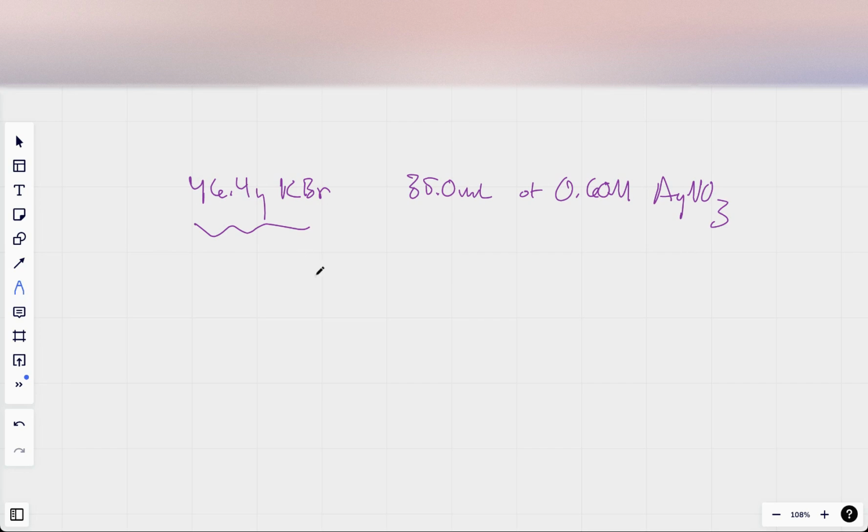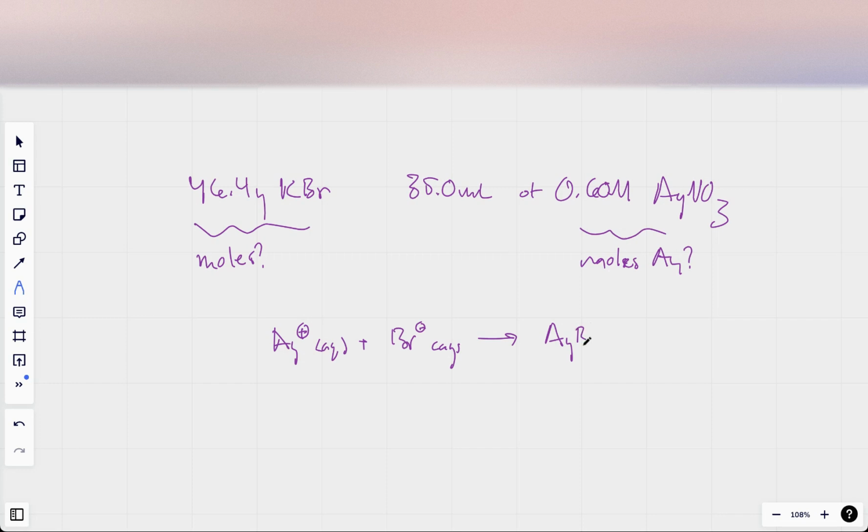So the first thing we need to do is figure out how many moles of potassium bromide we have. Right? And once we figure that out, we need to figure out how many moles of silver we have, because when silver ion in solution plus bromide ion in solution come together, they will form the solid silver bromide, which will no longer be in solution. So we're going to lose a number of moles of bromine equal to the number of moles of silver that are in our solution. So we need to figure out moles of bromine minus moles of silver, and then take that and divide it by 35.0 milliliters to get our concentration.